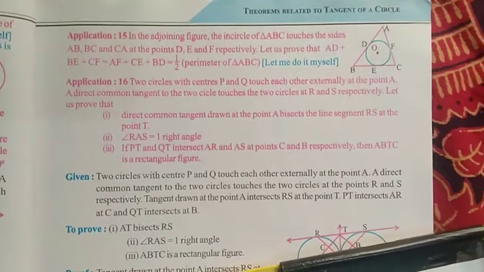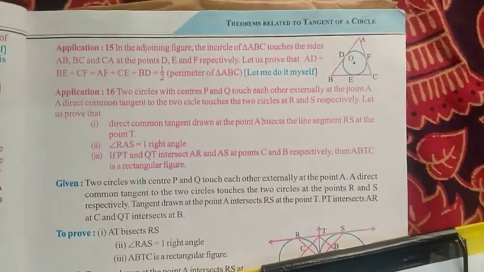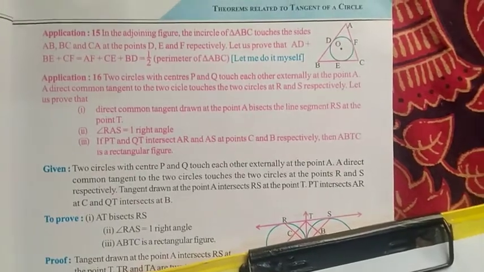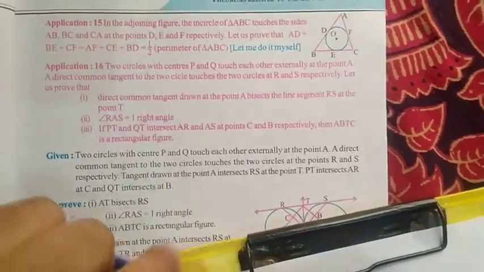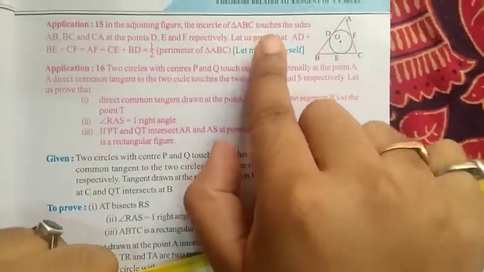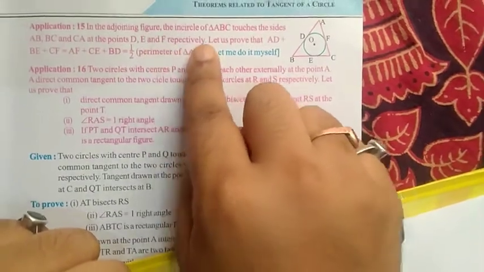This is application number 15, page number 217. Chapter: theorems related to tangent of a circle. Now the question is, in the adjoining figure, the incircle of triangle ABC touches the sides AB, BC and CA at the points D, E and F respectively.